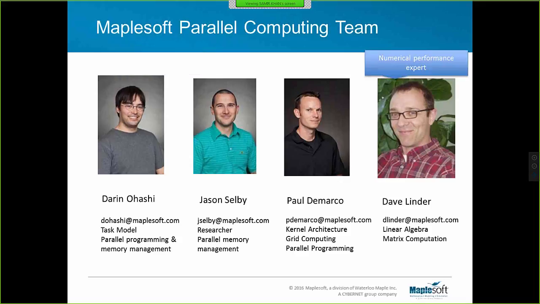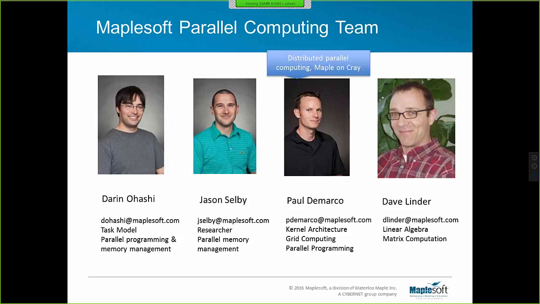Dave Linder's expertise is in linear algebra and matrix computation, and he's passionate about performance. Frankly, he lives and breathes speed. He's responsible for integrating the latest numerical libraries into Maple, and he keeps on top of the latest developments in chip architecture and what it means for making math software faster.